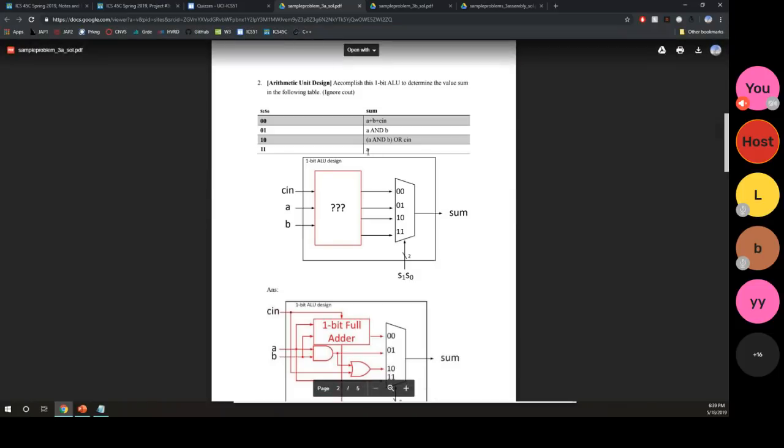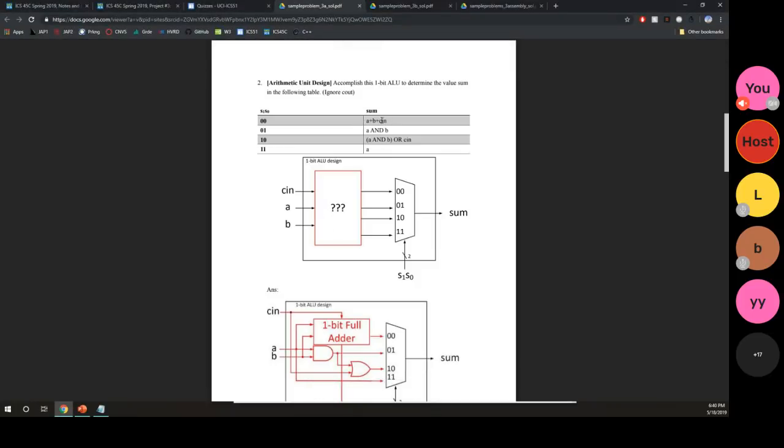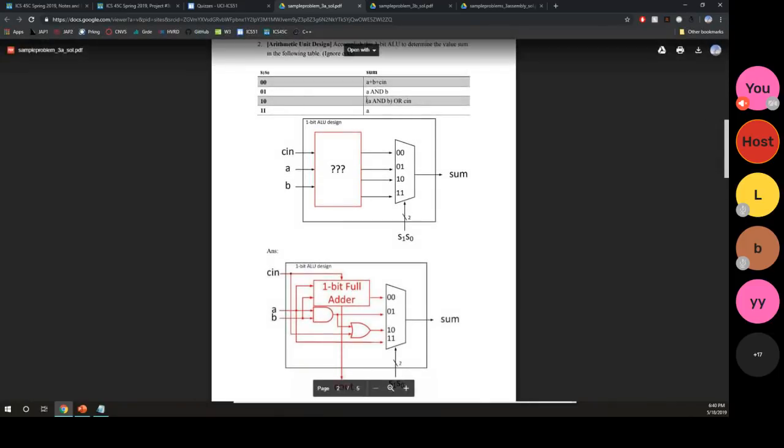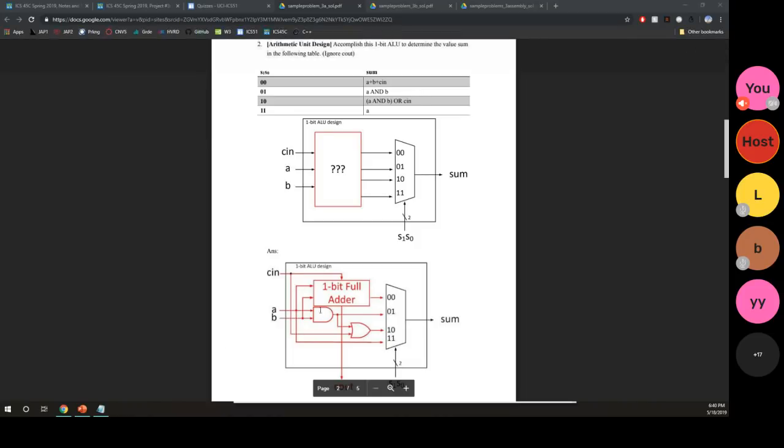It's a little more complex. For this one, the first one again is A plus B plus the C input, the same thing here. This one, A and B, again just A and B. And then for 1, 0, this is A and B in parentheses, or C input. So we take the C input and OR it with the AND of A and B, and that gives us our output.